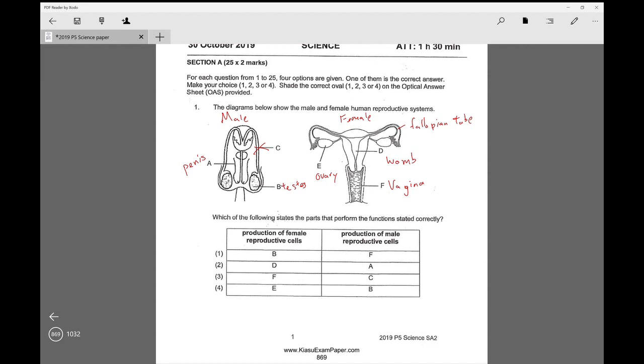They ask you which one produces the respective reproductive cells. Female reproductive cells are the egg cells. Male reproductive cells are the sperm cells. For plants, the male reproductive cells are called pollen grains, if you remember. The one that produces the egg cell is your ovary, so it's E. The one that produces your sperm cells is your testes, so it's B. That's number 4.